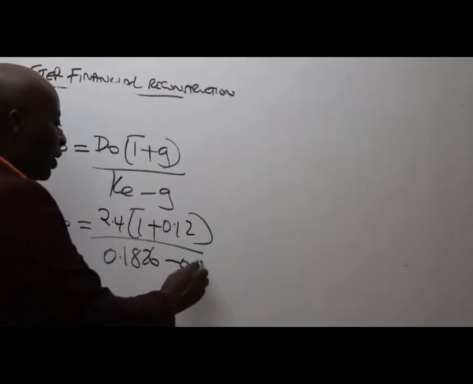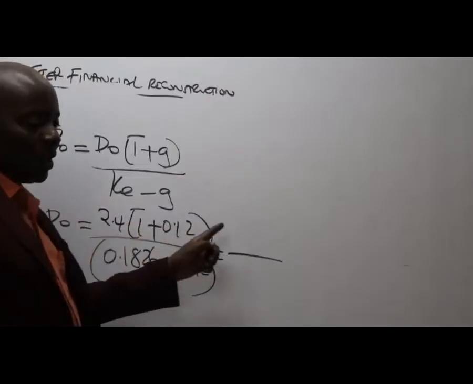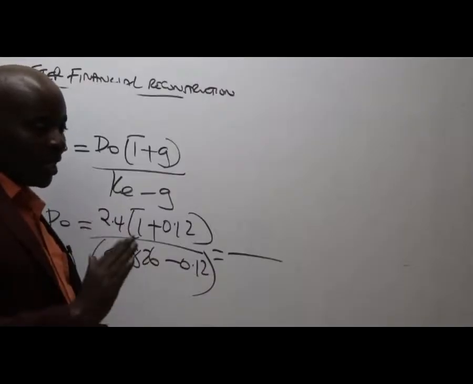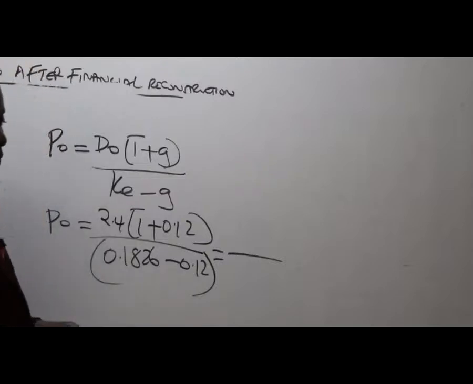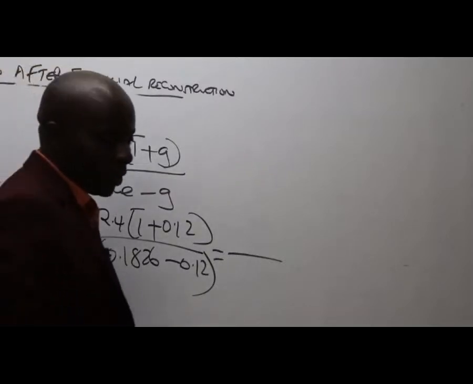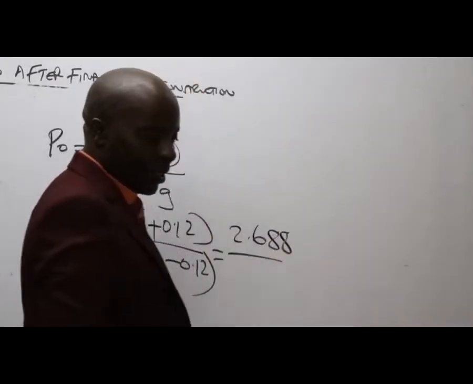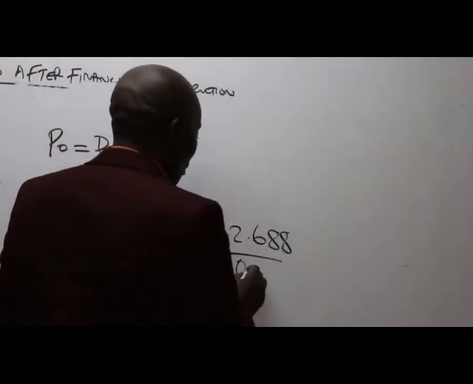0.1826 minus this 0.12. Please go ahead and give us the numerator alone. Somebody is telling me it is 2.688. 2.688 divided by the denominator. The denominator is 0.1826 minus 0.12, which is 0.0626.